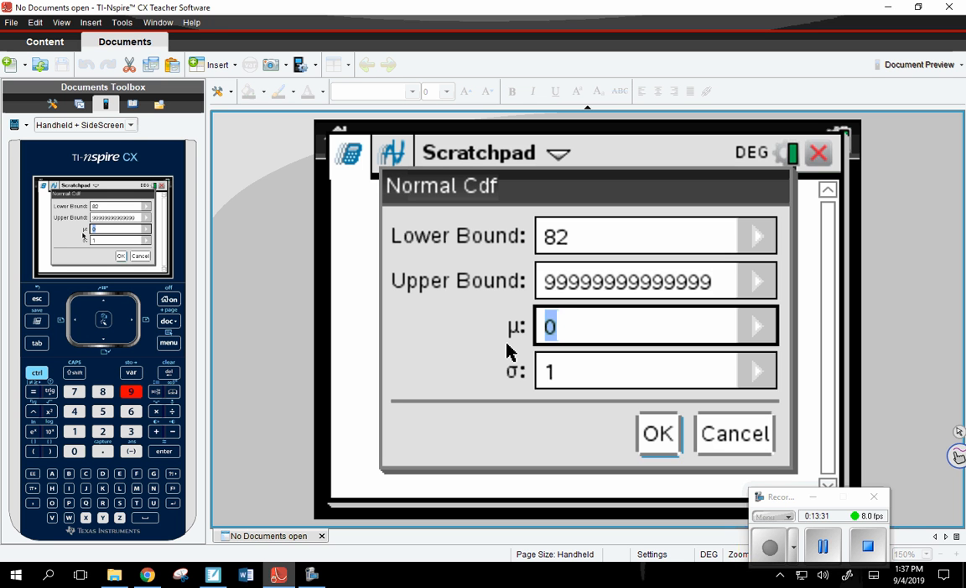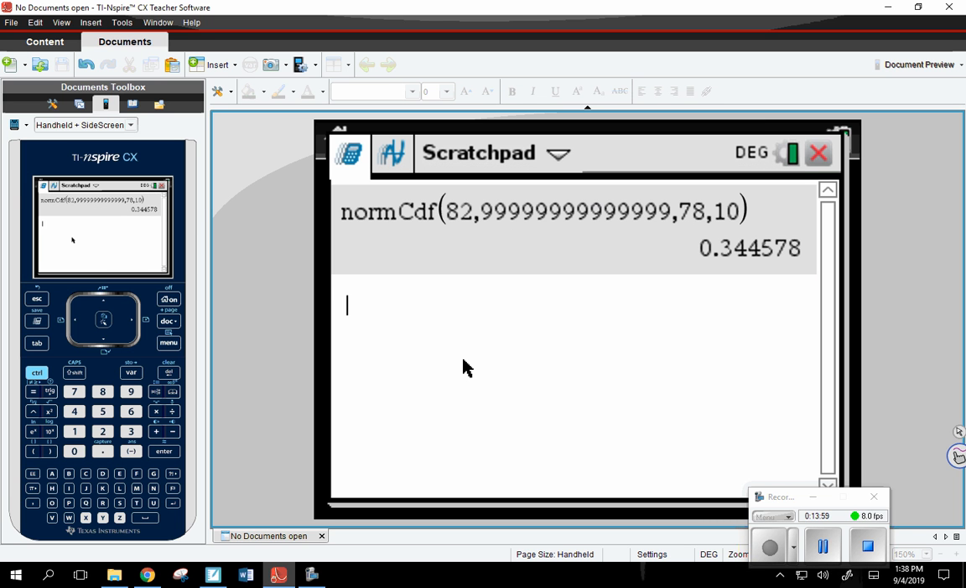Okay. All right. So what was my mean? Was it 78? Okay. And then the standard deviation was 10. Okay. So there we go. Now, before I go ahead and click OK, what if I had an upper but no lower? Then I would leave that scientific notation, the 9E, 9999999. Okay. So I'm getting about 34.46. So it actually wasn't a whole lot of that sliver.